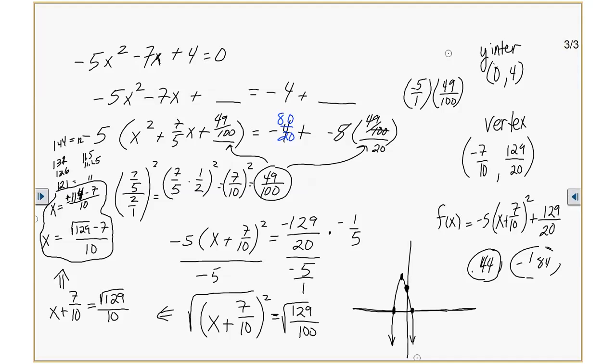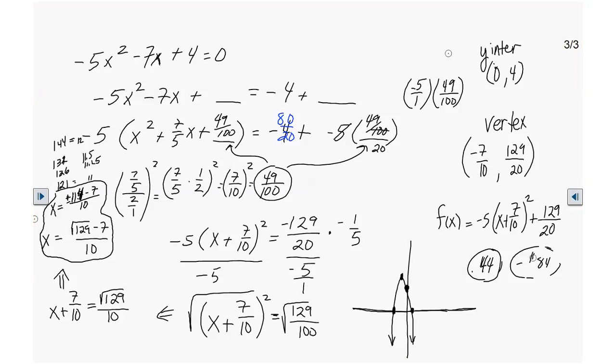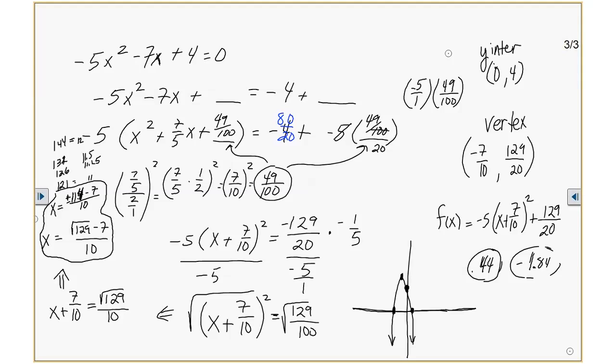So what was your other x-intercept? You got 0.44, and what's the 1.84? 1.44. Yeah. Thanks to my sporadic pen and projector. 1.84.